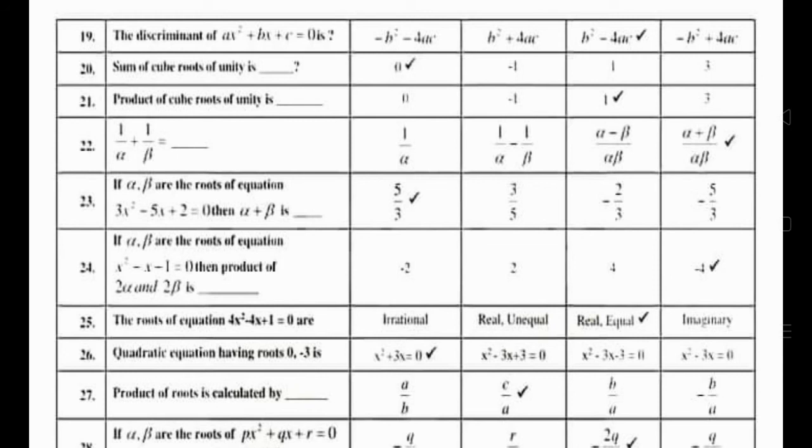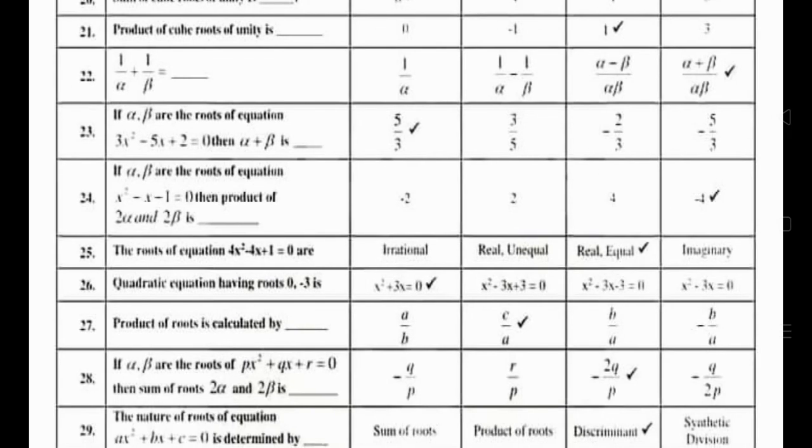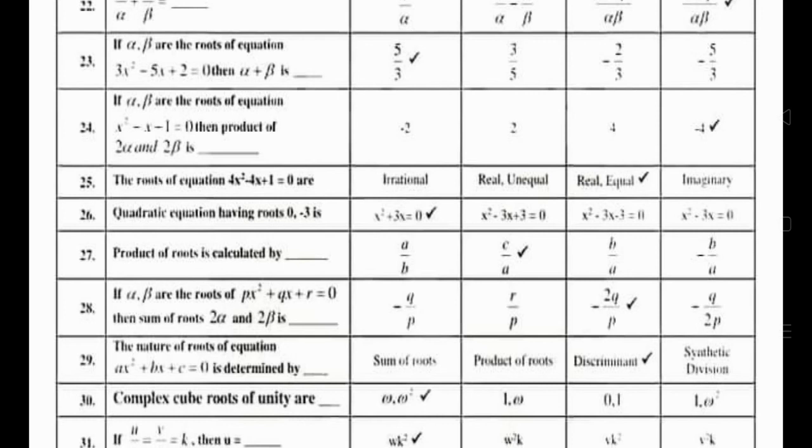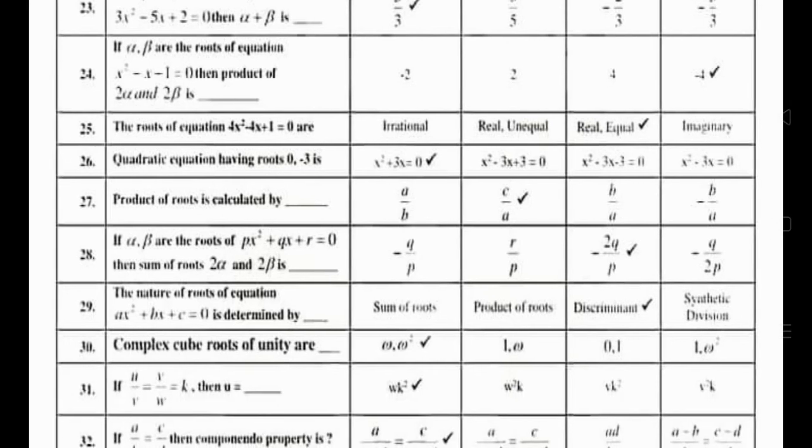Quadratic equation having roots 0, minus 3 is x square plus 3x is equal to 0. Product of roots is calculated by c over a. If alpha and beta are the roots of px square plus qx plus r is equal to 0, then sum of roots 2 alpha plus 2 beta is minus 2q divided by p. The nature of roots of equation ax square plus bx plus c is equal to 0 is determined by discriminant.